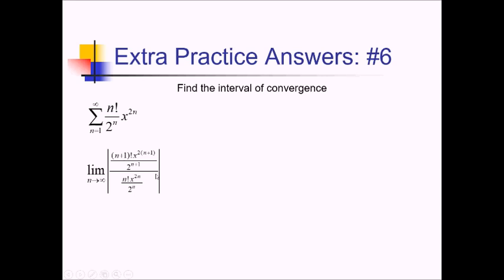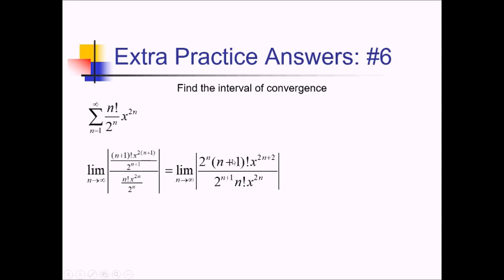Multiplying by the reciprocal to simplify this, I've got n plus 1 factorial, x to the 2n plus 2, and 2 to the n in the numerator. Downstairs I have 2 to the n plus 1, n factorial, and x to the 2n. Doing a little simplifying, the 2 to the n and 2 to the n plus 1 can reduce. That leaves us with just 2 to the first power in the denominator.